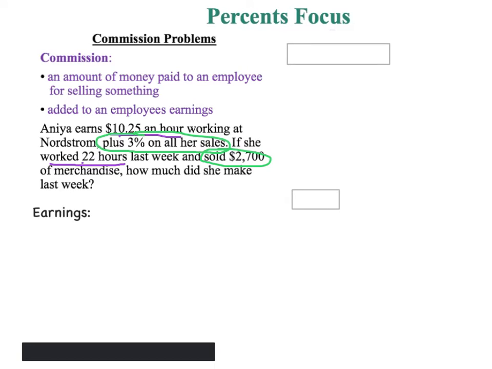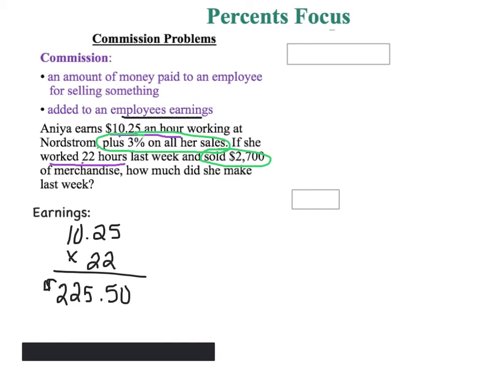So the first thing I need to do is first figure out how much money she gets paid. Because to review, if we go back up, commission is added to an employee's earnings. So first I need to figure out how much she earned. Well, she earns $10.25 for every hour, but she worked 22 hours. So I'm going to multiply her hourly rate, $10.25, by the number of hours worked, 22, and she gets $225.50 for working last week.